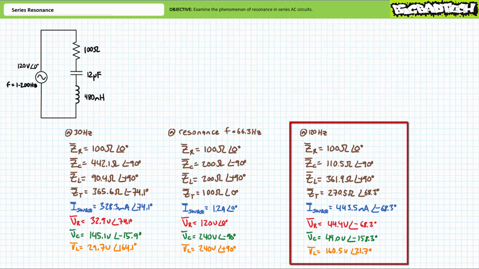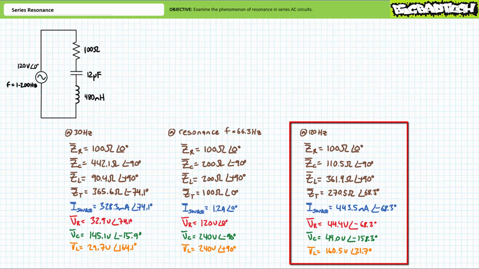Total impedance is the sum of ZR plus ZC plus ZL. Substituting in our given values yields total impedance to be 270.5 ohms at an angle of positive 68.3 degrees. As we expected, total impedance has swung into the inductive quadrant given the positive impedance angle.